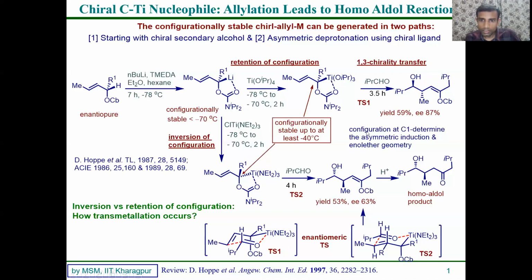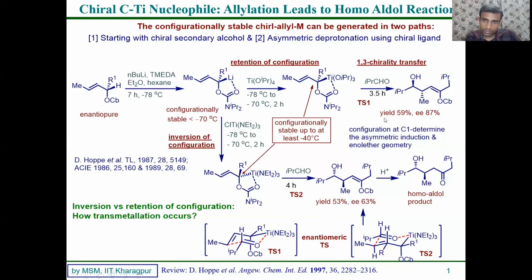And how you get this enantiomer or diastereoisomer: the configuration at C1, this carbon C1, determines the asymmetric induction. Same for here, this configuration. And the E configuration of this alkene gives you the anti product, same for here, and this configuration at C1 also gives you the cis enol ether. So when you have this titanium at the back with this NEt2 ligand, the yield of this product was 53% and the ee was a bit low, 63%.